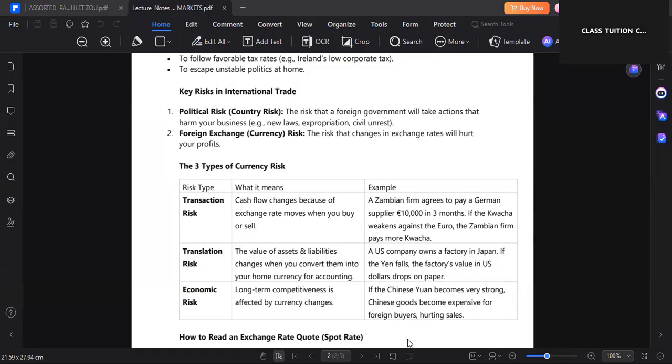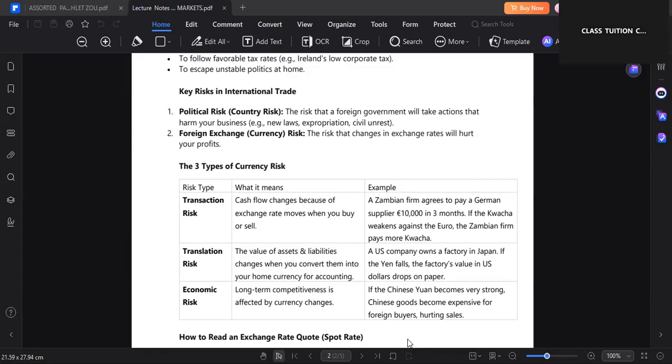We also have a translation risk. You own assets in another country. So when you convert their value back to your home country, the value changes on paper. For instance, an American company may own a factory in Japan worth 1 billion yen. If the yen falls by 10% against the dollar, the factory is now worth 10% less in American dollars. So there's no cash loss, but the balance sheet looks what? Worse.